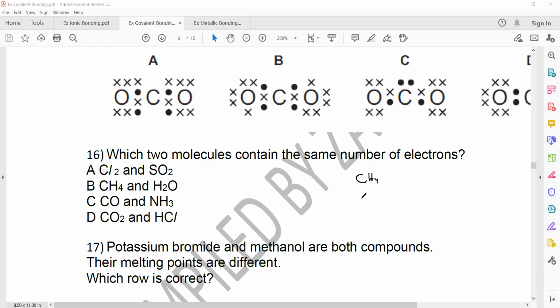CH4, carbon atomic number is 6, so 6 electrons, plus hydrogen atomic number 1, and there are 4. So total 10 electrons. In water, for atomic number, you have to use a periodic table. I remember the atomic numbers, but you have to use a periodic table. So using a periodic table, you will identify.